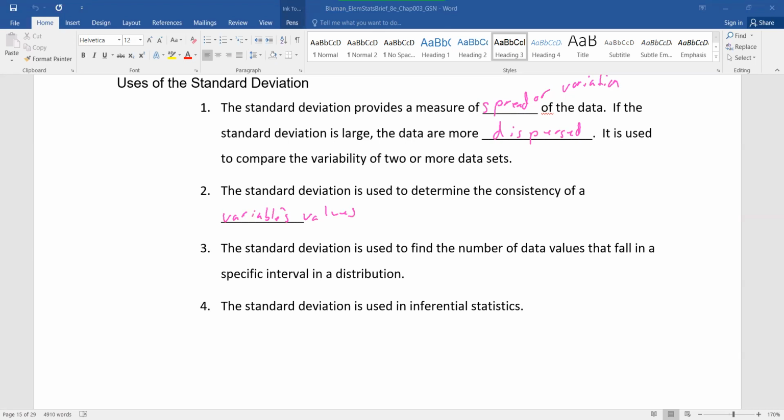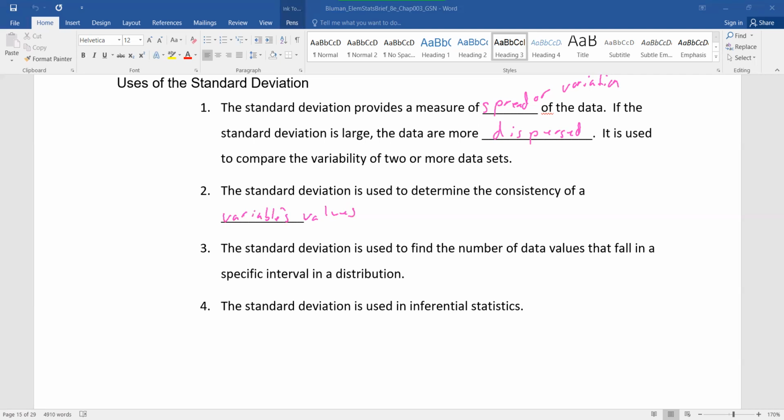All right. And then the standard deviation is used to find the number of data values that fall in a specific interval in a distribution, which is what I just said. And the standard deviation is used to infer statistics. So, like I said, the closer the number is, I can say more of my data is closer to the mean. Right? The further it is, there's definitely going to be some outliers as well. Any questions on standard deviation? Okay.